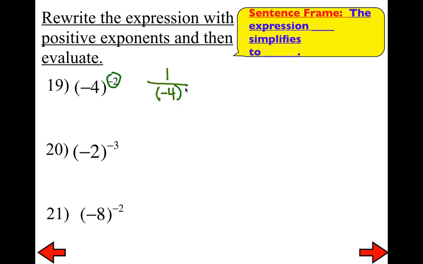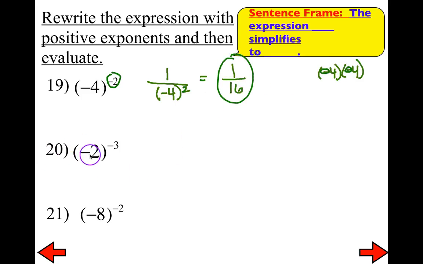We know that we need parentheses whenever our base is a negative or whenever it's a fraction. So here I'm going to divide by negative 4 two times, which is going to look like that. And then this is going to leave me with 1 over, let's write it out real quick, negative 4 times negative 4. That's going to be a positive 16.